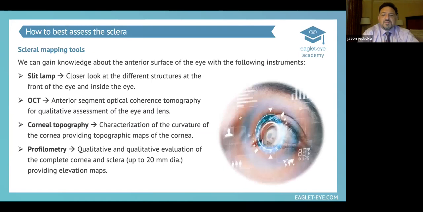So moving on to assessing the sclera, we want to talk about the ways that we can actually gain information about the shape of the sclera, other than scleral topography. There are ways that we can get data about the scleral shape. We can certainly use our slit lamp to get some information, particularly once we have lenses on. We can certainly use OCT to give us information about the scleral shape, and corneal topography, again, can give us a little bit of limited information, potentially, about our scleral shape.